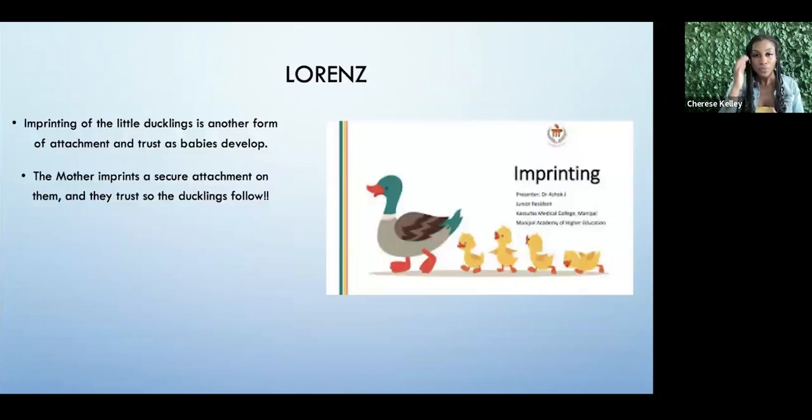Okay? So then we get to Lorenz. Lorenz talks about imprinting. Cherese, what to do with attachment? Because look at the mommy duck. The mommy duck imprints on her duckling, developing an attachment of trust for the babies. And guess what? Then the ducklings follow. So that imprinting is a form of attachment with the baby duck.